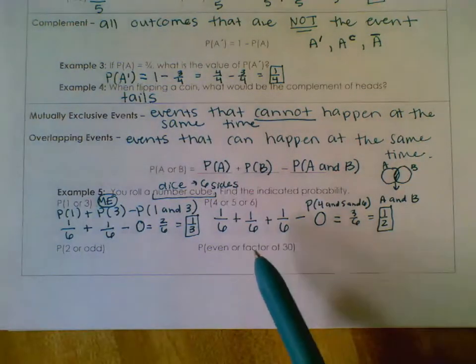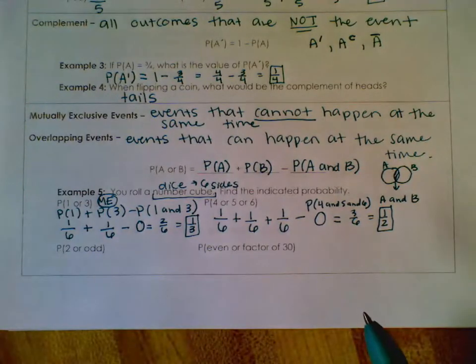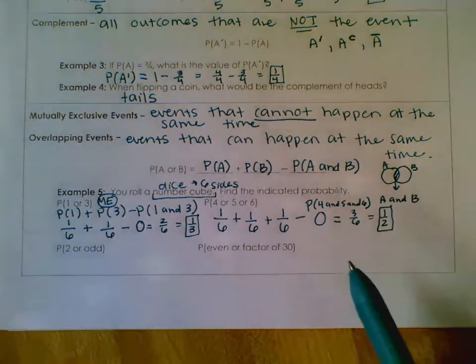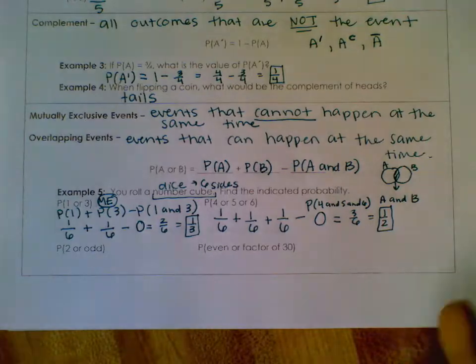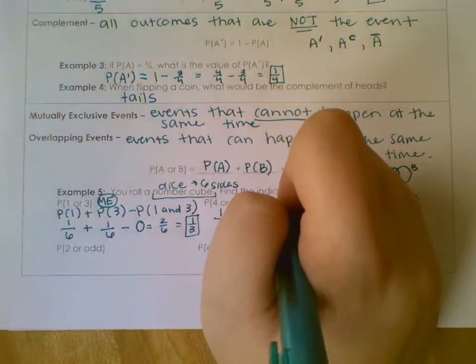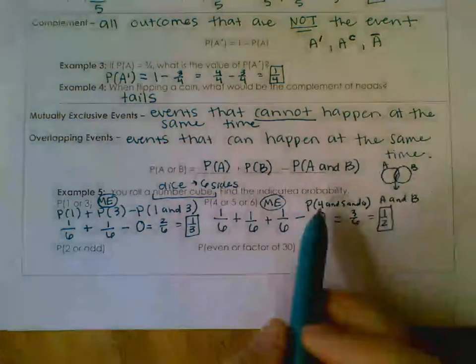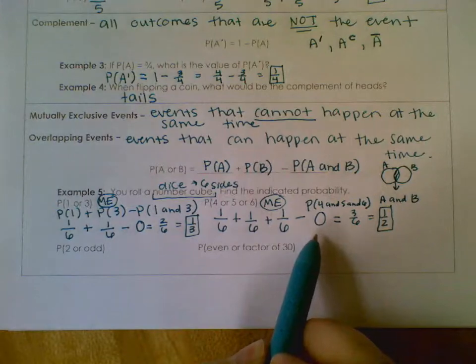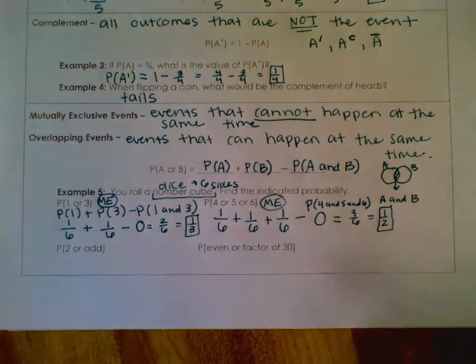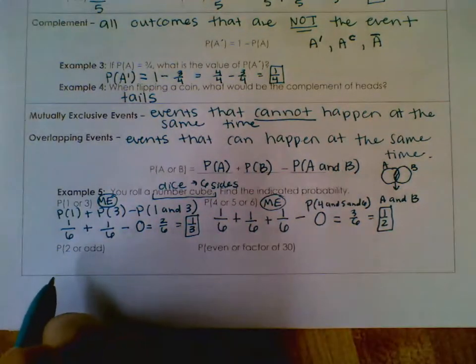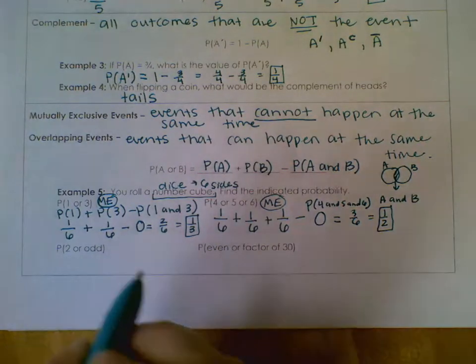So again, are these mutually exclusive events, 4, 5, and 6, or are they overlapping? The answer is that they are mutually exclusive. They can never, ever, ever happen at the same time. Okay, let's move on and let's look at a 2 or an odd.